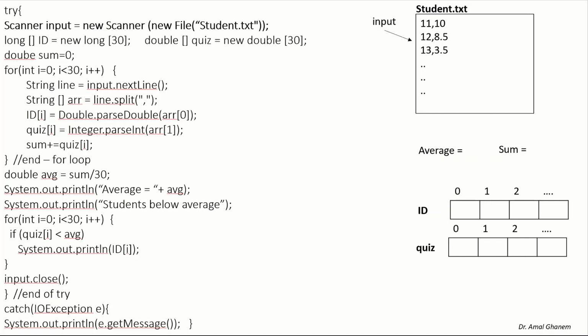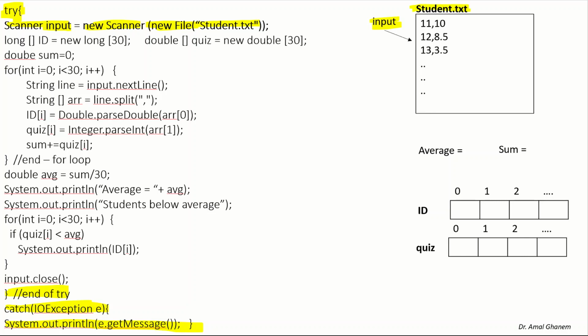First of all, we will use a try and close the try, and then we should have a catch at the end, IOException, and we will output the error message. We are reading from a file, so I have to use a Scanner. I will call it input equal new Scanner, new File, student.txt. So this is my input object, and this is the object of student.txt.